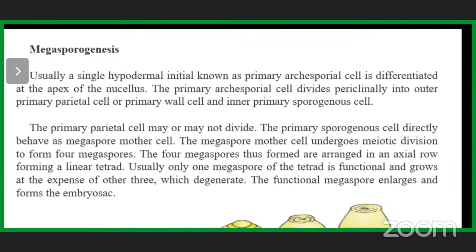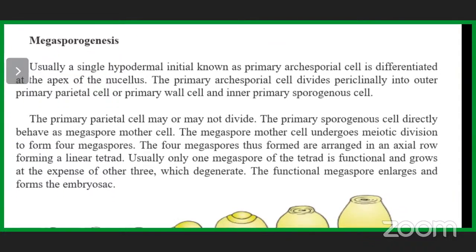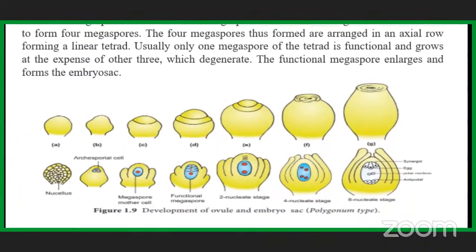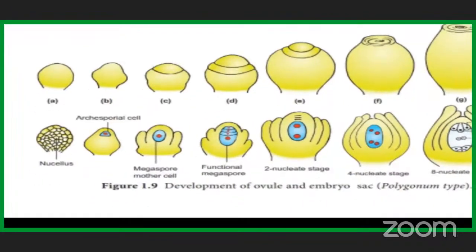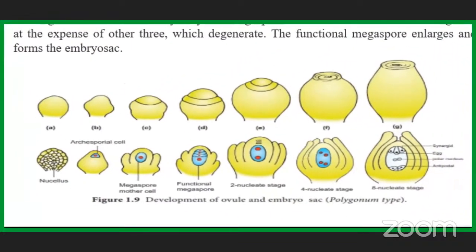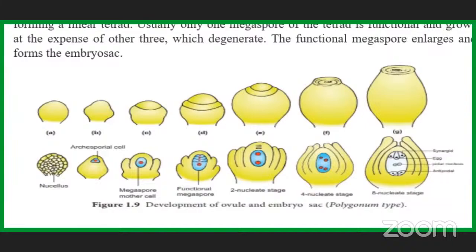The primary archesporial cell divides periclinally. The outer one forms the cell wall, and the inner one forms the megasporogenous cell, the primary sporogenous cell. You see here how it is. You can see here very clearly the structure of it, how it is modifying.